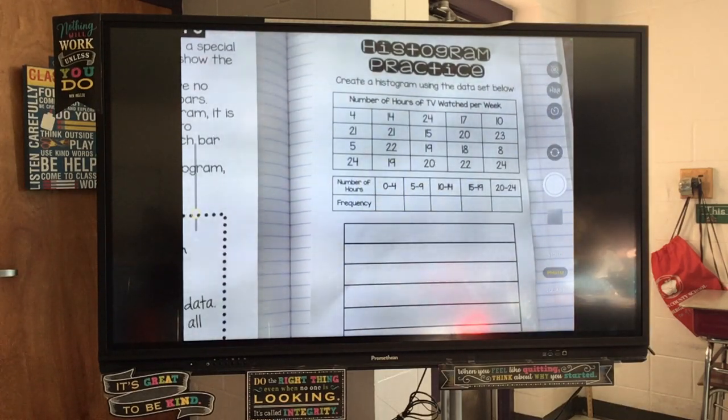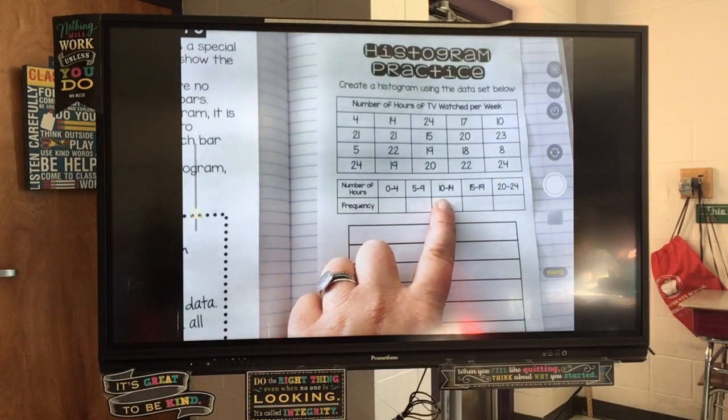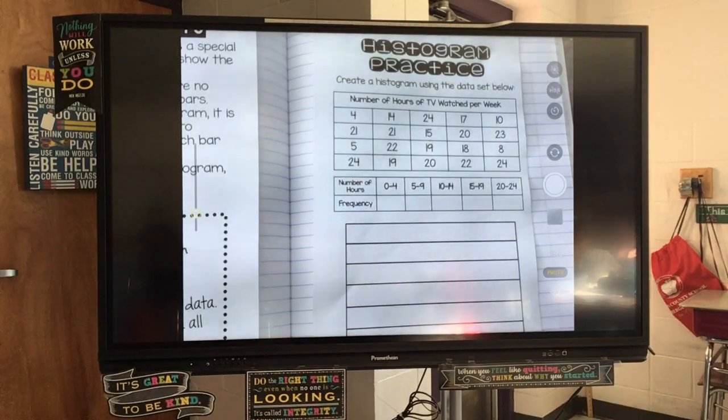All right, so the very first thing we need to do is we need to collect our data. So this is number of hours of TV watched per week. And you notice the range. So the range is 0 to 4, 5 to 9, 10 to 14, 15 to 19, and 20 to 24. So what that means is, like yesterday, you know how we did with dot plots? For every time there was a dot above a number, we put a tally mark. Well, today, when we're finding the frequency, it's going to be every one that is within that range from 0 to 4, 5 to 9, 10 to 14.